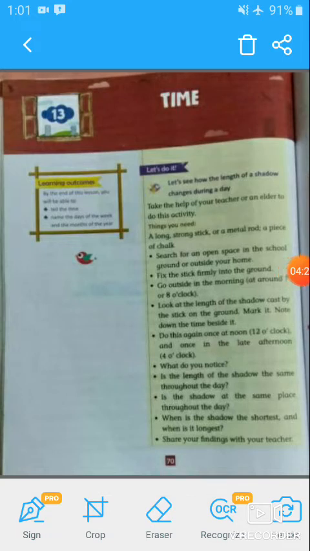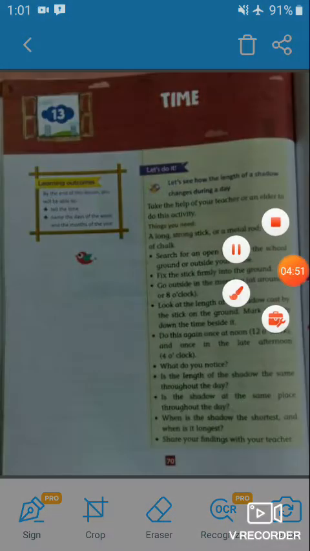the sun has set. And at last, when it is dark outside, and the moon and stars are shining in the sky, it is night. So these are the different parts of the day: morning, noon, afternoon, evening and night. Now we are going to discuss our first topic, that is changing shadows.